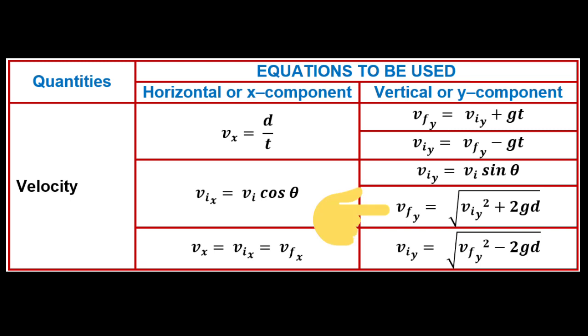The fourth one is Vfy equals square root of Viy squared plus 2gd. Here, Viy can still be equal to 0, especially if the object is moving down from a maximum height. And the last one, Viy equals square root of Vfy squared minus 2gd. Vfy can also be 0 if the object reaches a maximum height after going up.